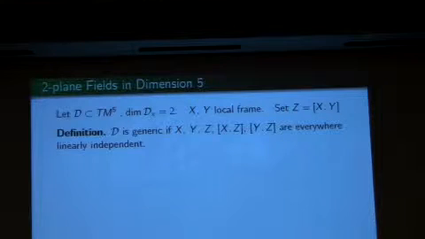So the definition is that the 2-plane field is generic if at every point the x, y, its commutator, and these 2 second commutators are everywhere linearly independent. So then this is a generic condition. If you take a general 2-plane field and you perturb it, generically it'll satisfy this condition. So this is the generic case.